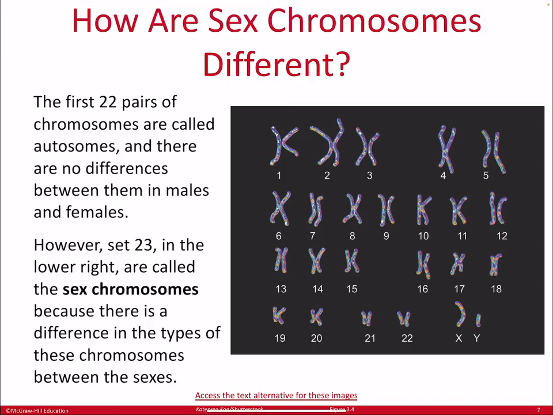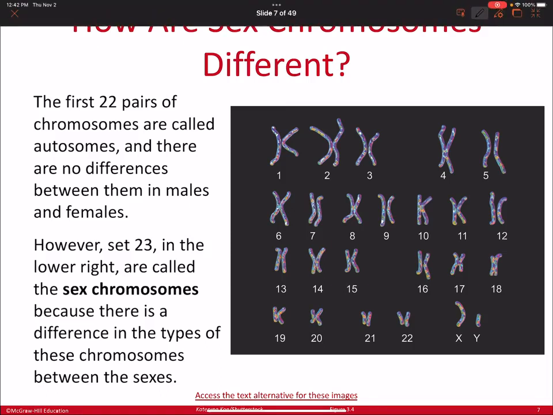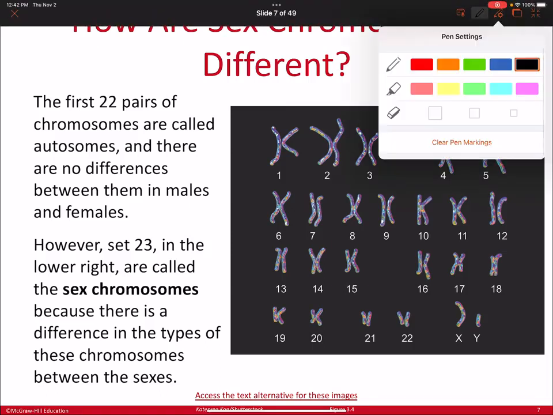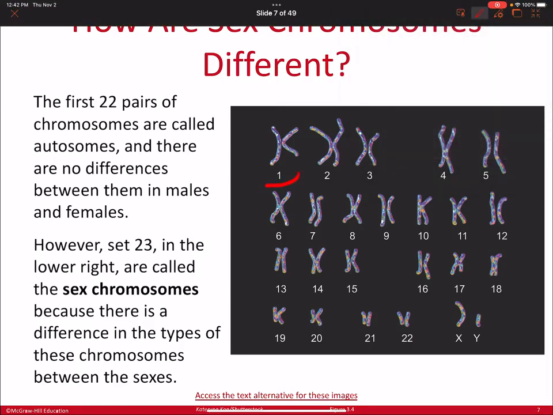How are sex chromosomes different? All right, well, this is a human karyotype here, and what we see is that we have 22 types of chromosomes, numbered 1 to 22, and then we have these special chromosomes down here called the sex chromosomes. A female is XX, and a male is XY.